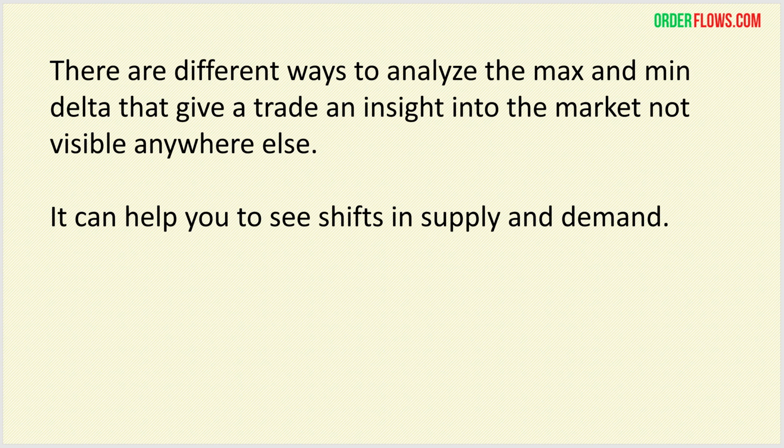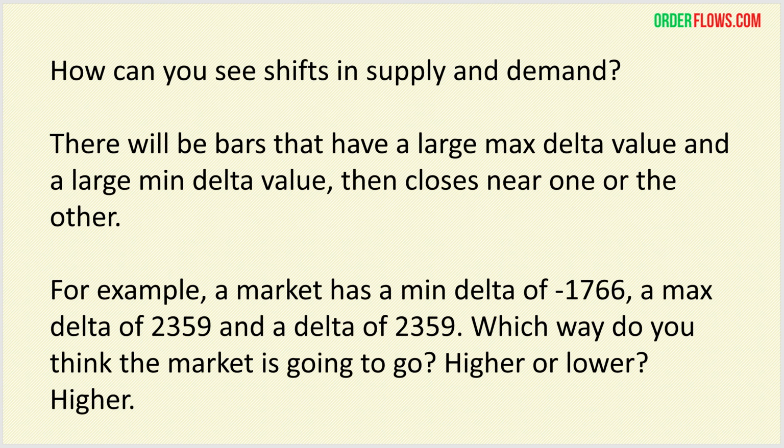Now there are different ways to analyze the max and min delta that give a trade and insight into the market that's not visible anywhere else. It's going to help you see shifts in supply and demand. So how can you see shifts in supply and demand? Well, there are bars that have a large max delta value and a large min delta value, then close near one or the other.